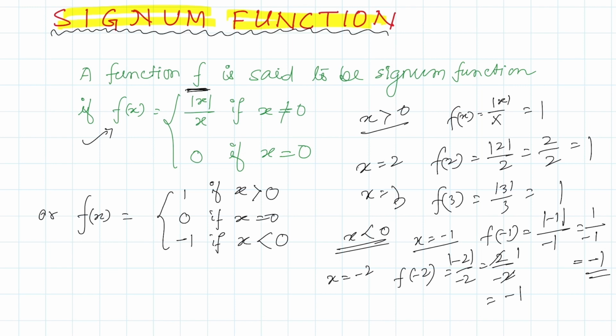So that's why for x less than 0, you can write f of x is equal to minus 1. If x is equal to 0, then you can write f of x is equal to 0. For x greater than 0, f of x will be equal to 1. So I hope you have understood this. So now let me show you how to draw the graph of this function.